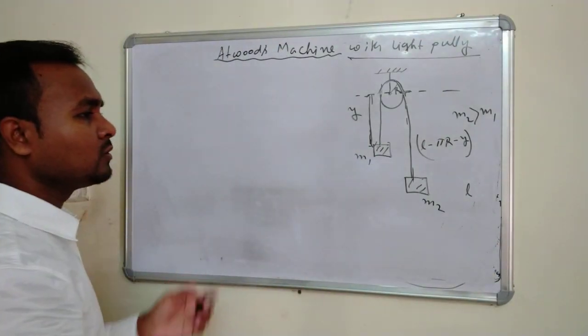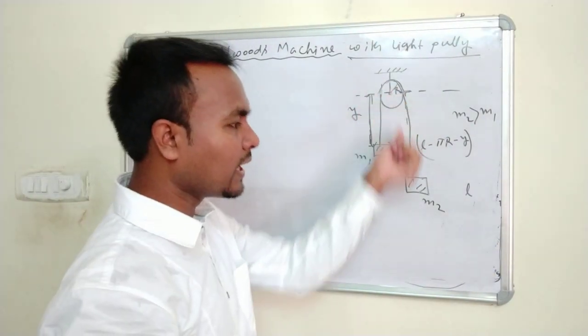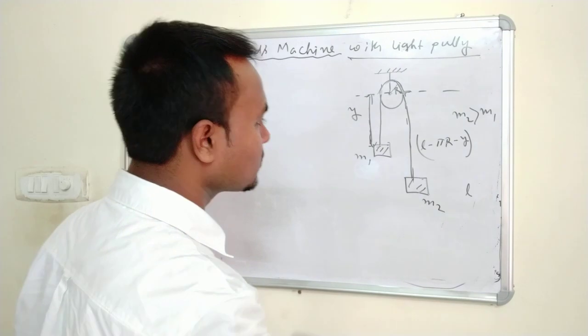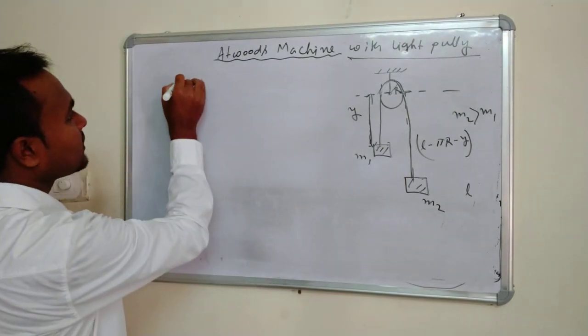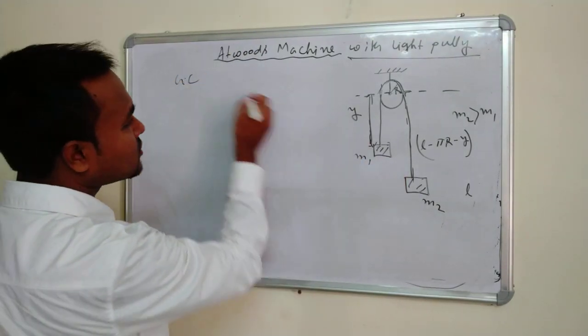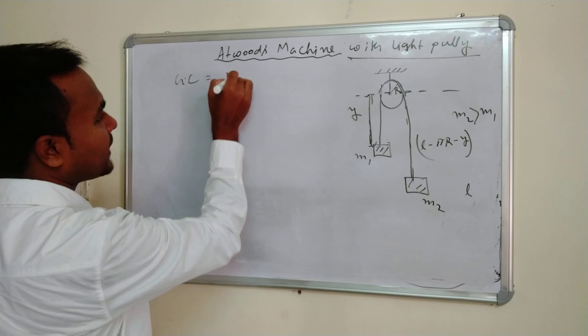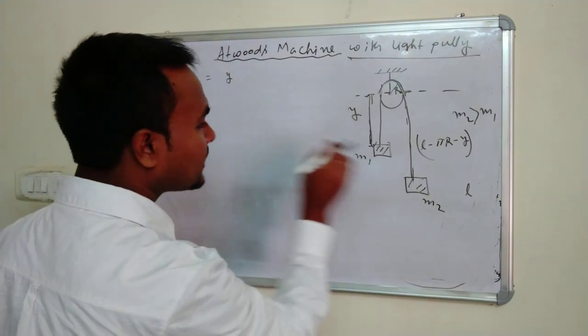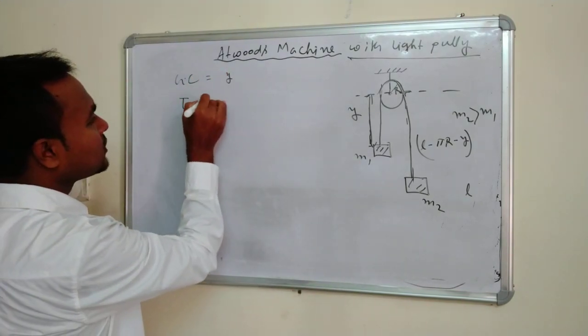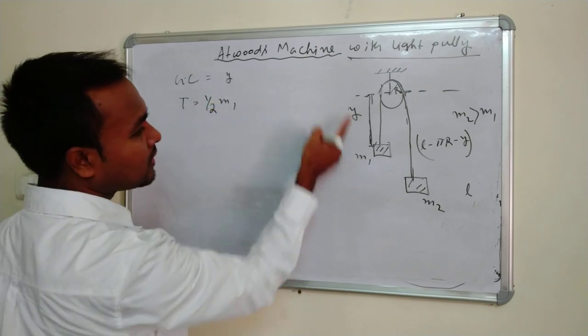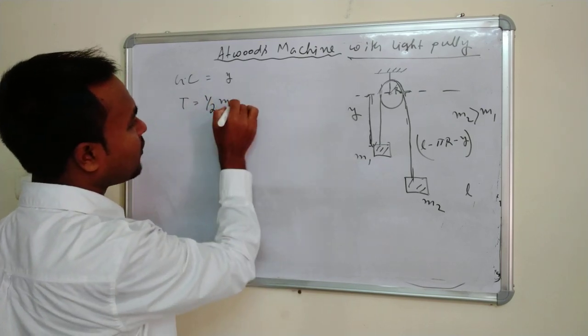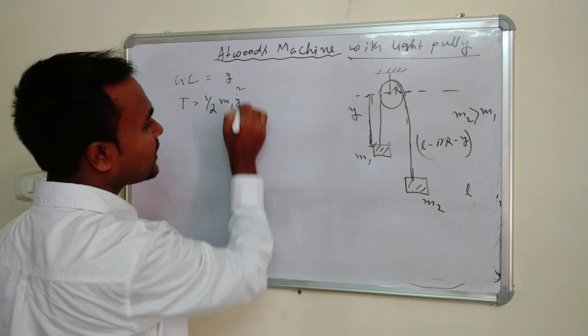Achha. What will be the degree of freedom? Only one degree of freedom. And how many generalized coordinates? Only one generalized coordinate, that is equal to y. Clear? What will be the kinetic energy? T equals half of m1, the displacement is y, so y dot square.